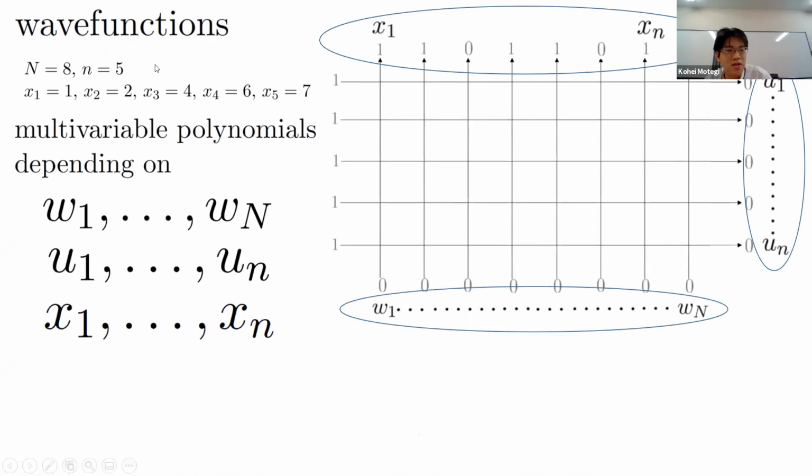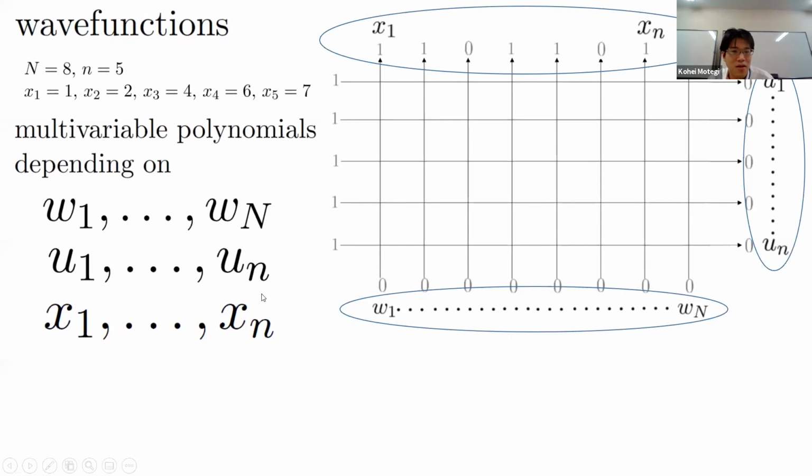This partition function is some multivariable polynomial which depends on the spectral parameters associated to these horizontal lines and these vertical lines. So it depends on W1 to W large N and U1 to U small n. And also it depends on this boundary condition, so it depends on x1 to x small n.